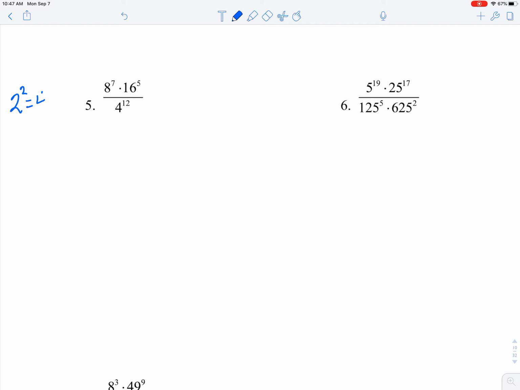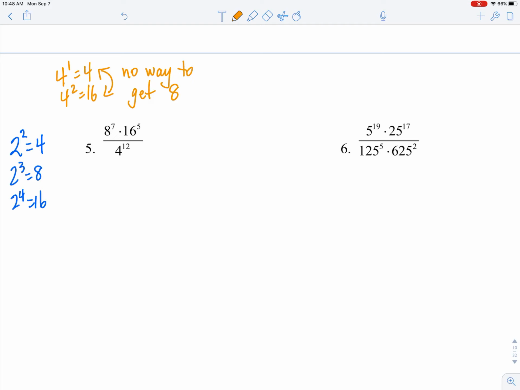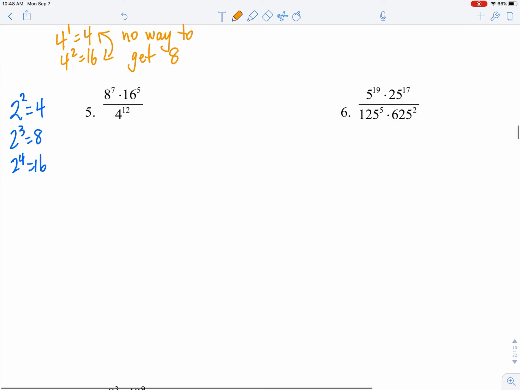2 squared equals 4. 2 to the 3 equals 8. 2 to the 4 equals 16. And the reason I went there, just to show in a little more detail, if I did 4s, 4 to the 1 equals 4. 4 to the 2 equals 16. There's no way to get an 8. And so that's why I went back to the 2s.